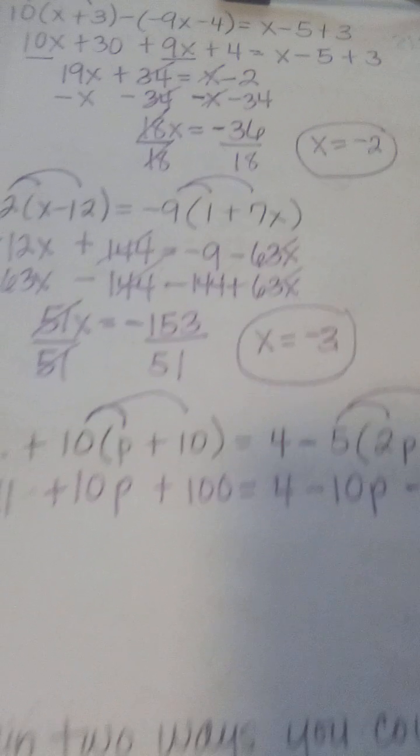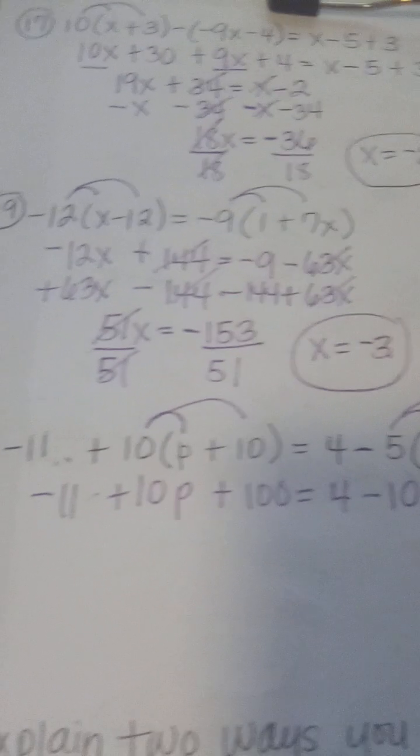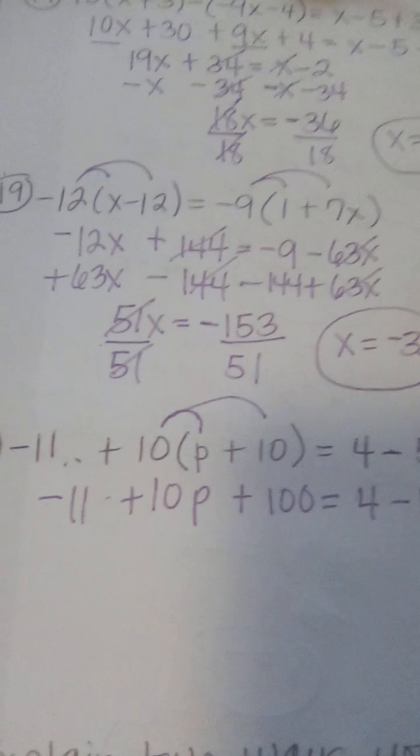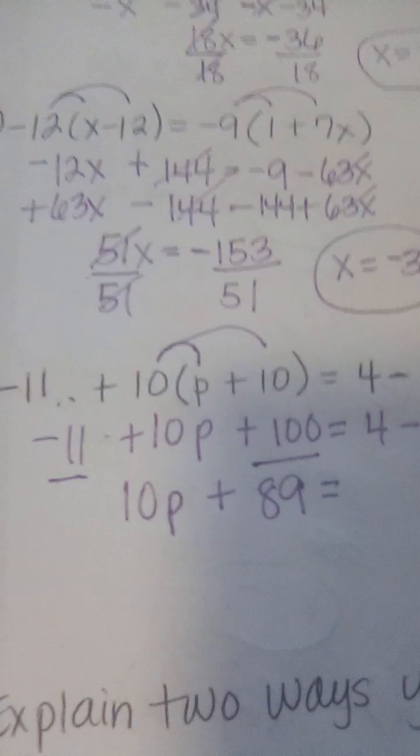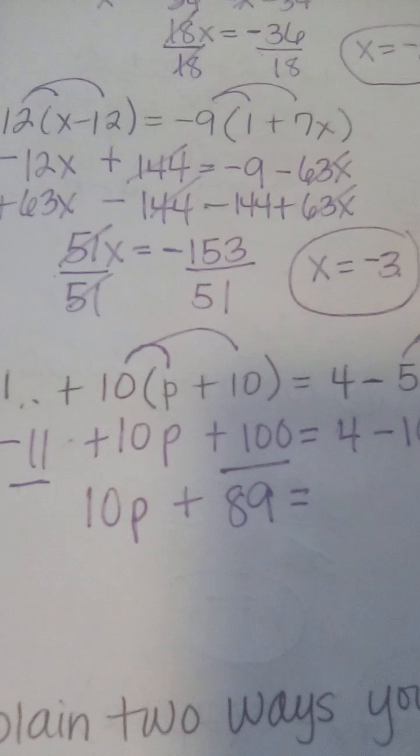Okay. Now we could do this now. Let's do the left side first. We have the 10p already done, right? And we have negative 11 plus 100. What answer do we get? A positive, right? 89. Excuse me, forgive me. So left side, we're done.